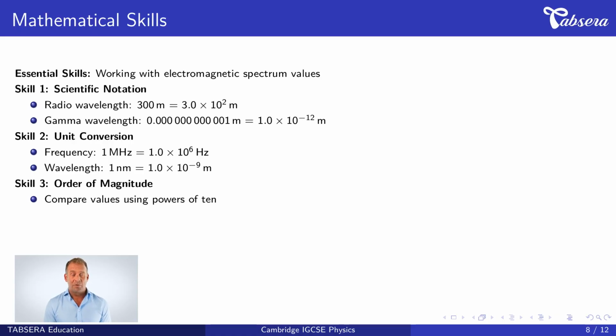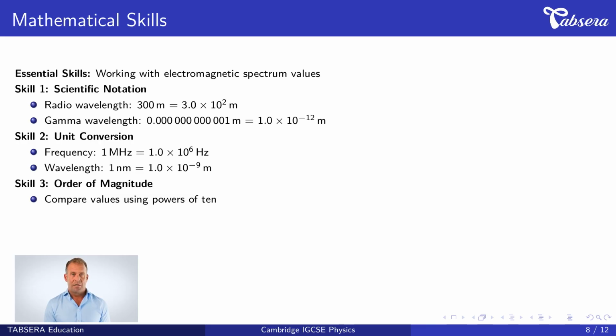Mathematical skills are crucial in electromagnetic spectrum calculations. Let's examine 3 key skills. First, scientific notation. Large and small numbers require standard form. Radio wavelengths like 300 meters become 3.0 times 10 to the power 2 meters. Gamma wavelengths like 0.000000000001 meters become 1.0 times 10 to the power minus 12 meters.